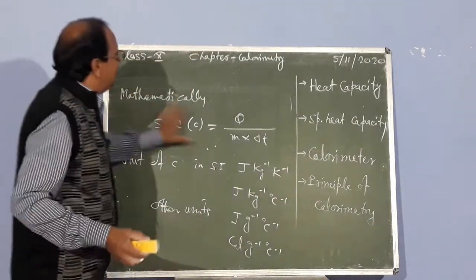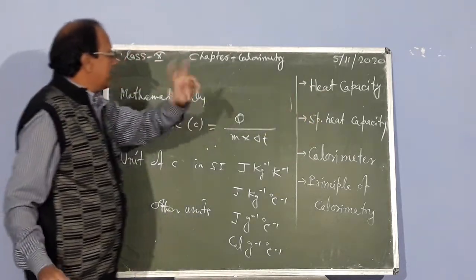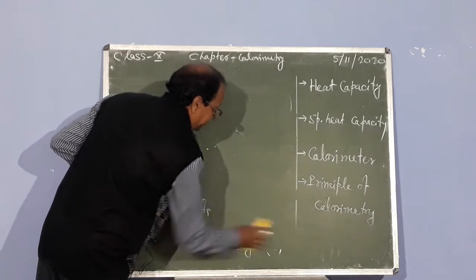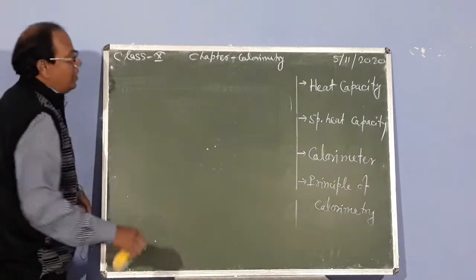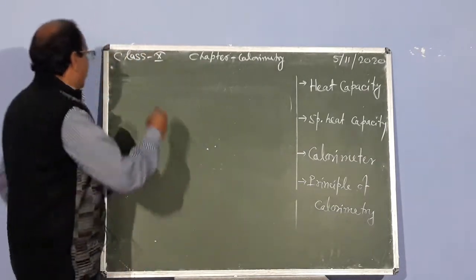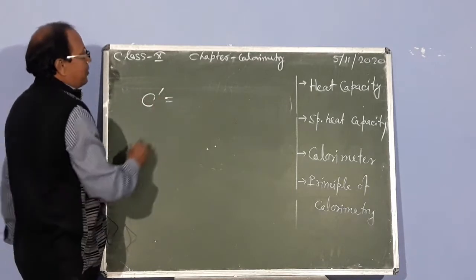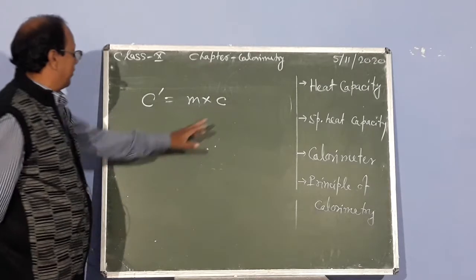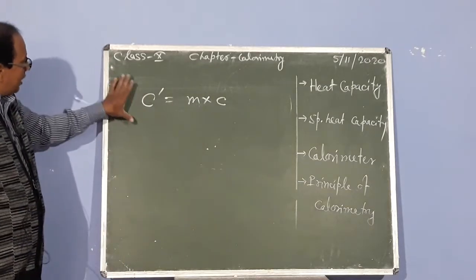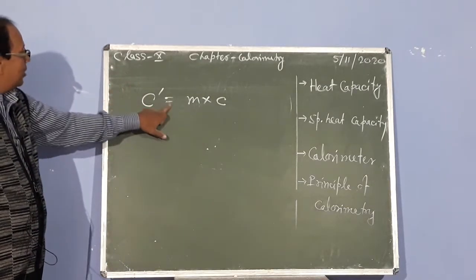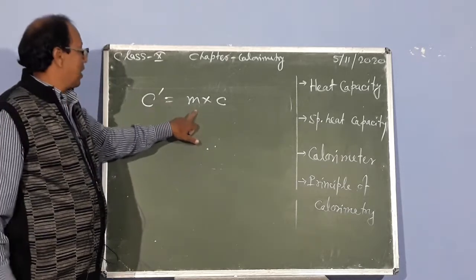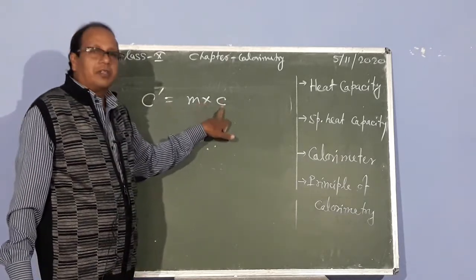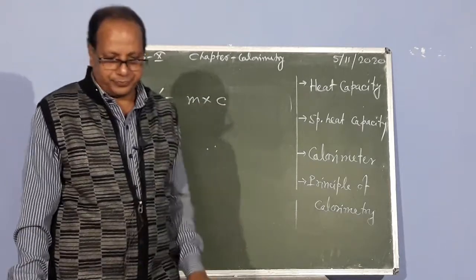From these two, heat capacity and specific heat capacity, we can get one relation. What is the relation? Look here. The heat capacity C dash is equal to M into C, where C is the specific heat capacity. Once more, heat capacity or thermal capacity is equal to the mass of a substance into the specific heat capacity of the substance.